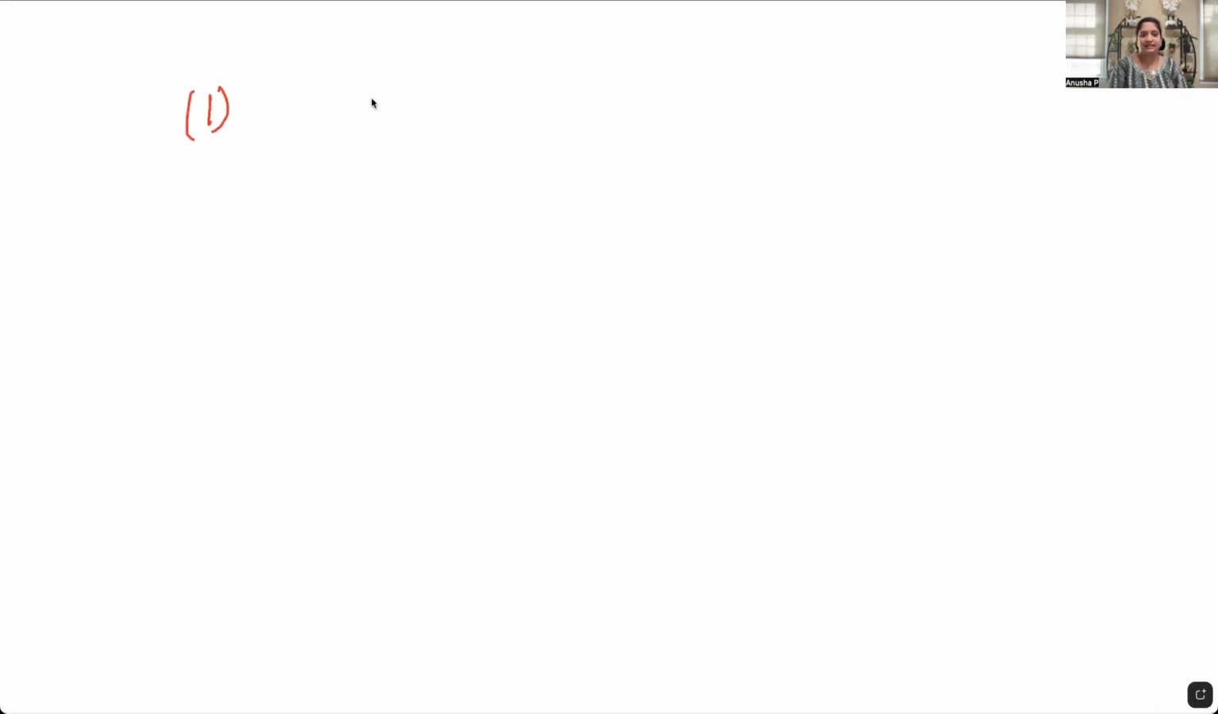The first example, 6 square root of 3 plus 4 square root of 3. Here, inside the square root, or inside the radical, we have the same number. It acts like a variable. It has the same number, right? Then we can add 6 and 4. 6 plus 4 is 10 root 3.